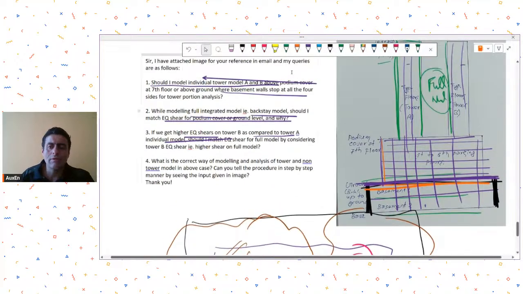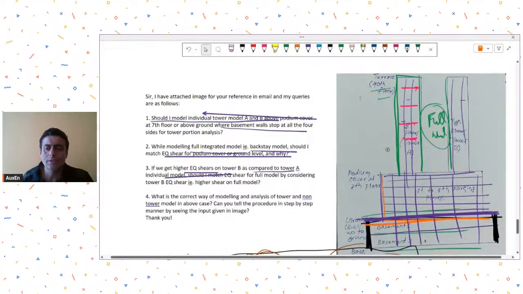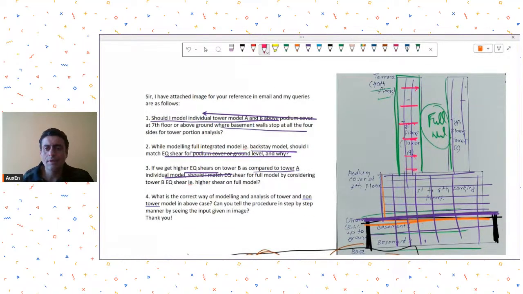Now those story level forces you can apply over here, in the main model. So first I made some small models. From there I got some story level forces. Those I put over here as diaphragm forces.